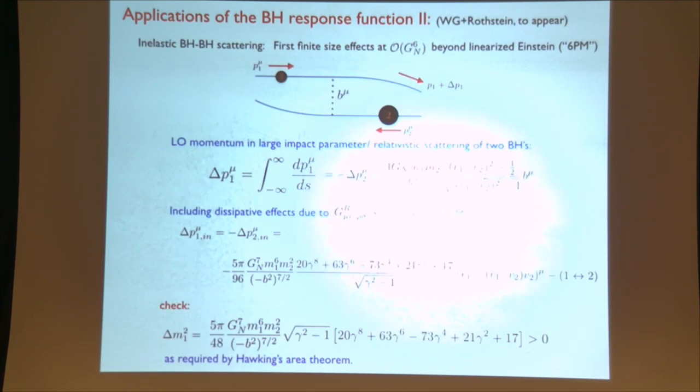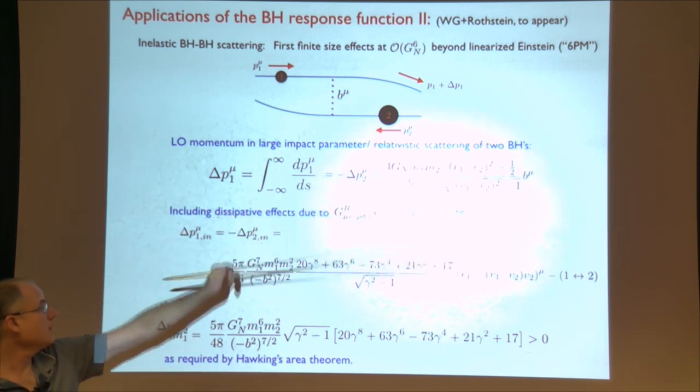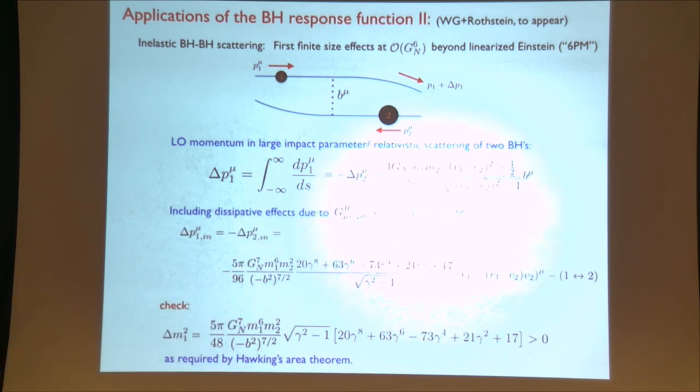So that's one simple application of this formalism. The other thing we were able to compute is corrections to black hole, still classical, black hole scattering. So we have now 2 black holes that could be relativistic, but it's large impact parameter, so that gravity is still perturbative. And so classically, what one computes is the momentum transfer between the black holes. You get that for point particles just by integrating the geodesic equation. Here's the classic result derived by Einstein, I guess.